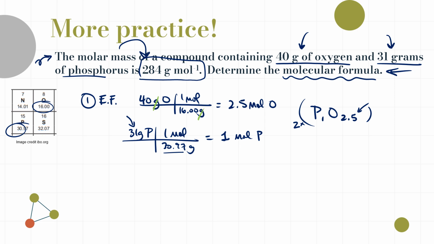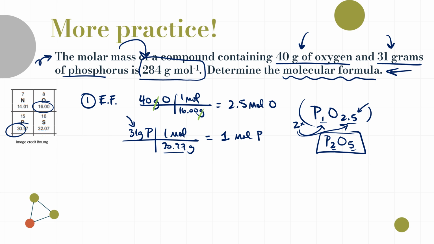If I scale everything up, I'm not changing any values, or the relationship between the values rather. And so I'm going to do 2 times 1, it's going to give me P2, and 2 times 2.5 is going to give me O5. This is my empirical formula. It's the same ratio, 2 to 5, as 1 to 2.5, it's just actually in whole numbers.